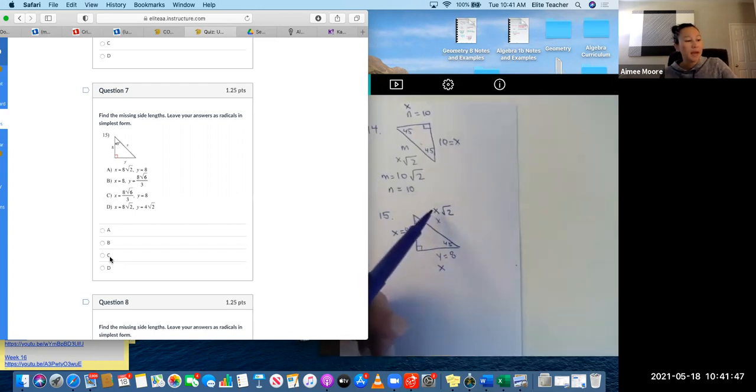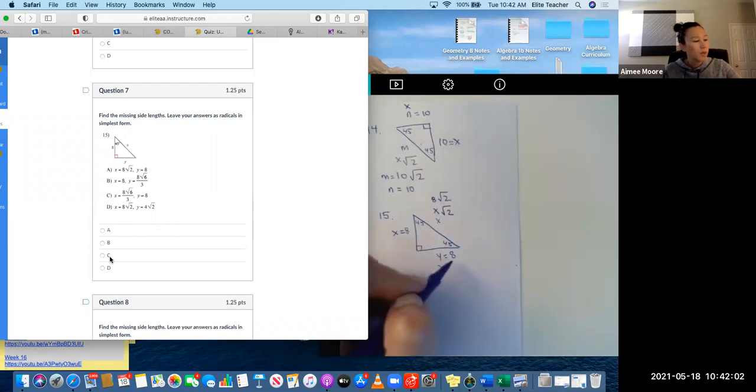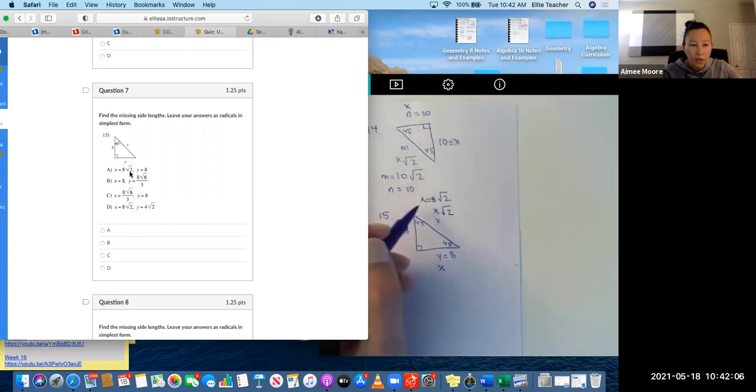And then what about this side? It'd be 8 times the square root of 2. Good. You got it. So y is 8 and x is 8 times the square root of 2. That's A.